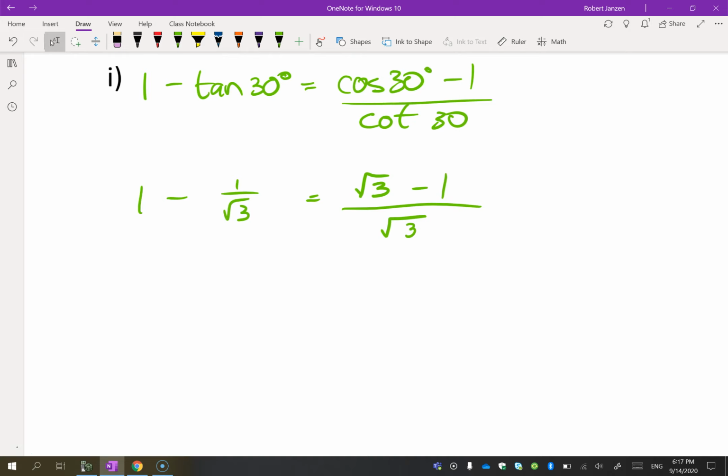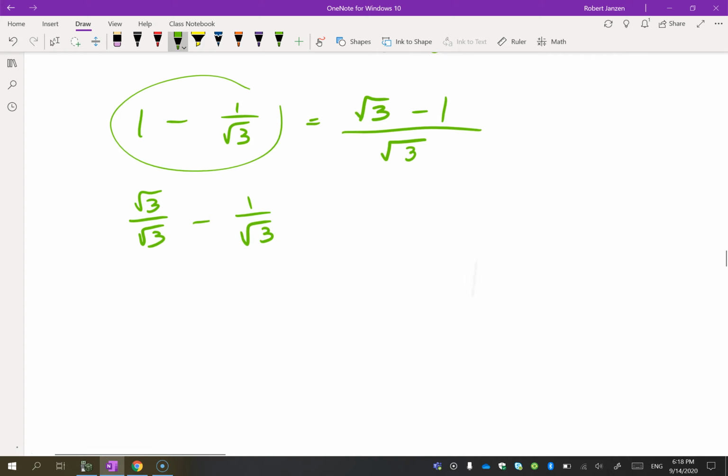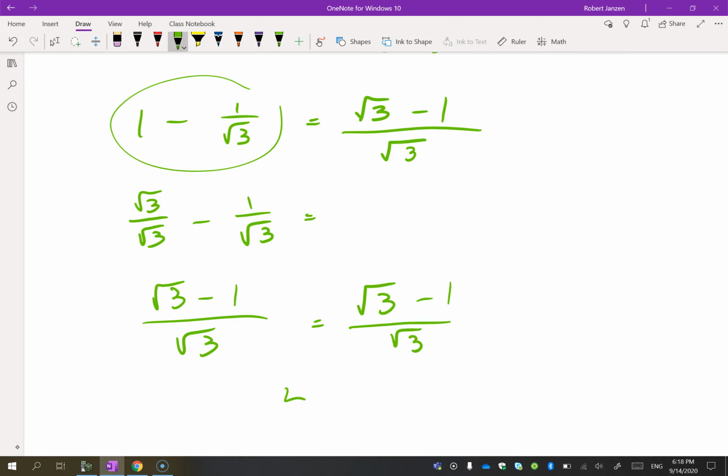Well, are those two the same? Well, let's look over here and find common denominators. So we have this, which equals root 3 minus 1 over root 3, which equals the other side. So now we have left-hand side equals right-hand side.